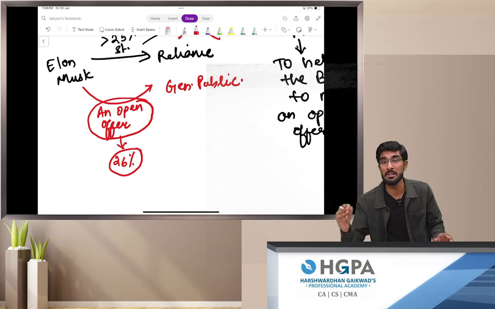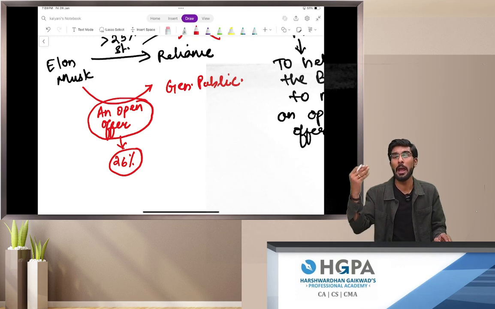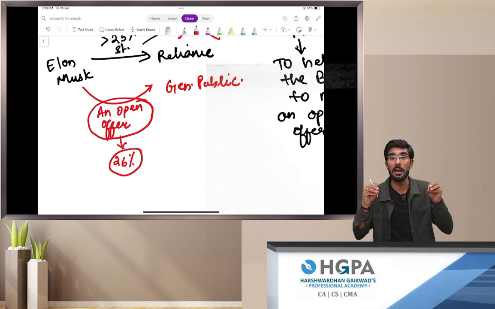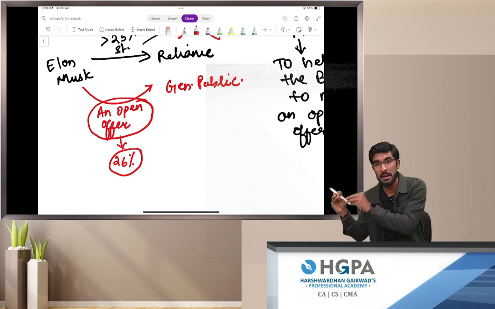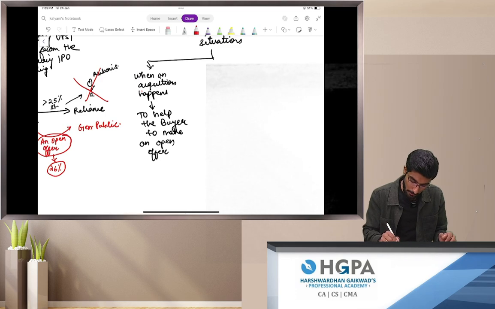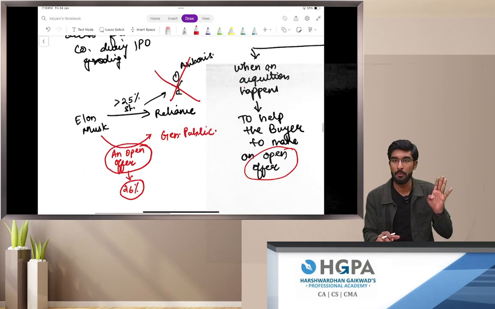And after that 26%, if he wants to acquire any shares less than 5%, he can acquire from the Ambanis. But if he acquires more than 5%, again an open offer has to be made, which we will learn in detail in the next chapter, that is the takeover code. Okay, people, this is the meaning of open offer. You can take a screenshot of this. 5, 4, 3, 2, 1, boom.